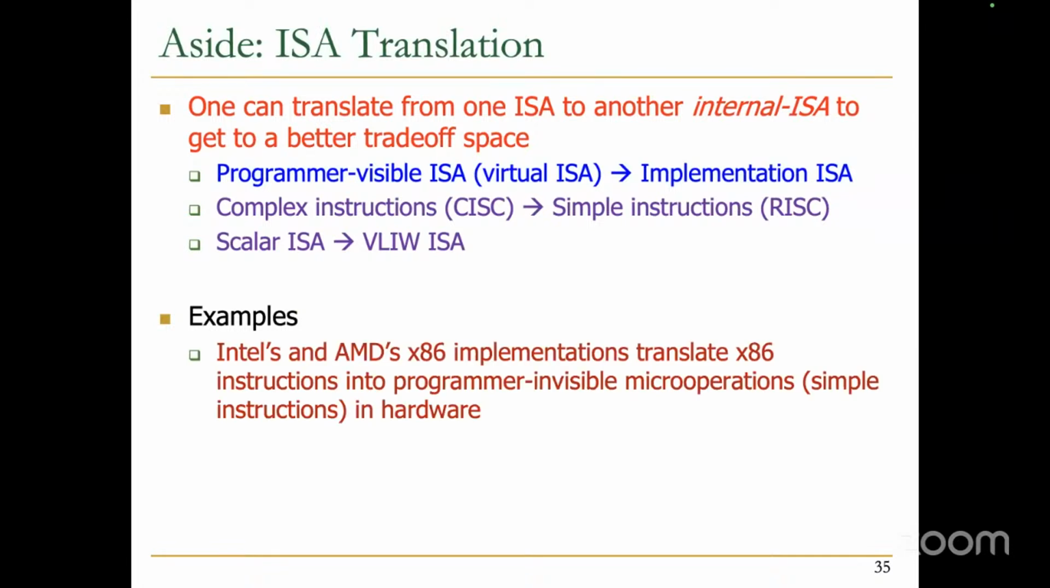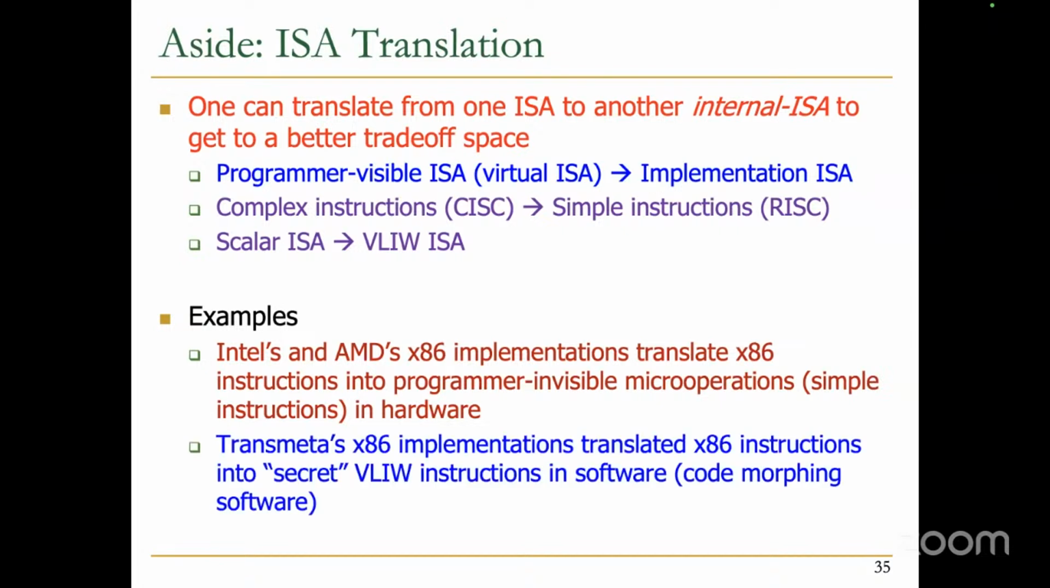So we've seen earlier that Intel's and AMD's x86 implementations translate x86 instructions into programmer-invisible micro-operations in hardware. So that's one sort of ISA translation completed in hardware, such that the difficult instructions you don't need to implement directly in hardware. You can actually convert them to simpler instructions in hardware. So that makes part of the hardware simple by adding more hardware.